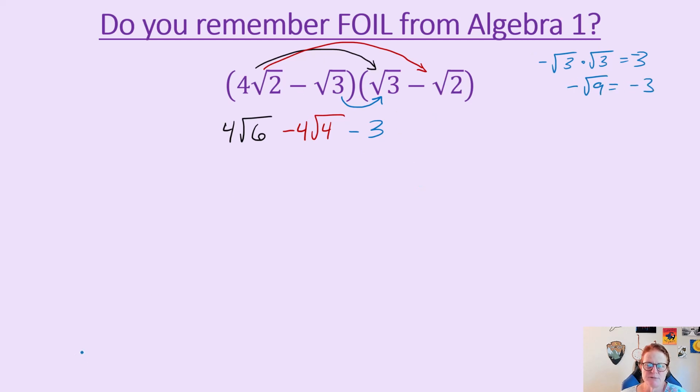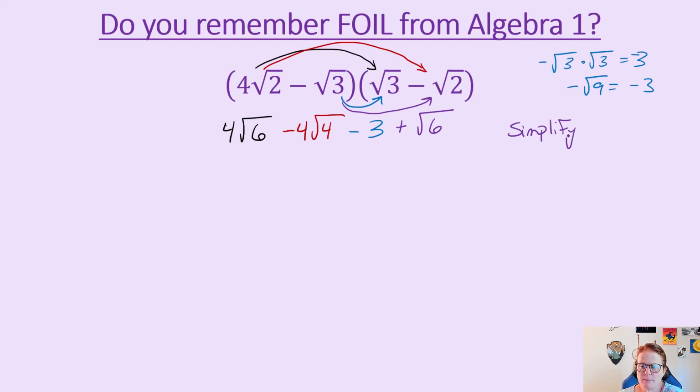Then, so I did first, outer, inner. Now I'm going to do the last terms. The last terms are the negative 3 times the negative 2. I can multiply what's inside. So I have negative 3, negative 2, so that gives me a positive, so positive square root of 6. So now that I've done all of this, I have to combine and simplify if you can.